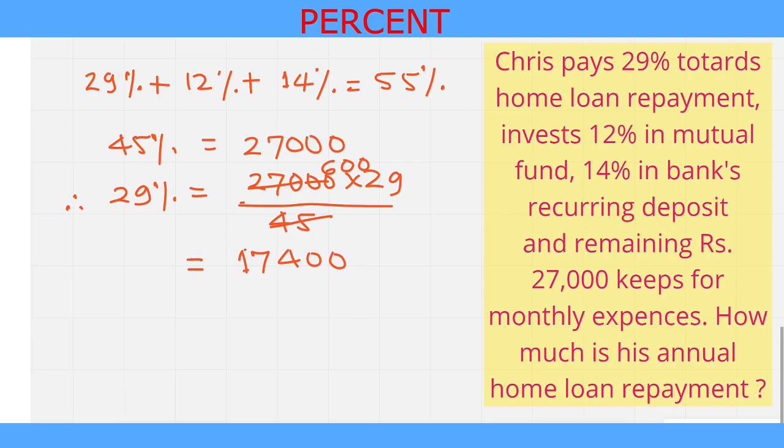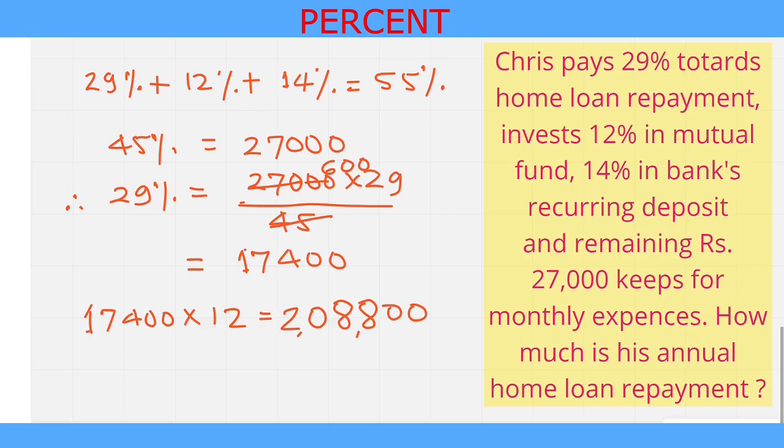This is per month repayment of home loan, and it has been asked what is its annual home loan repayment. So we have to multiply it by 12. Thus 17,400 multiplied by 12. We can directly calculate it. We put 2 zeros for the last 2 zeros, and 12 times 4 is 48. We carry 4. 12 times 7 is 84 plus 4 is 88. We write 8 and carry 8. 12 times 1 is 12 plus 8 is 20. So this will be 2,08,800, or in international system 208,800.